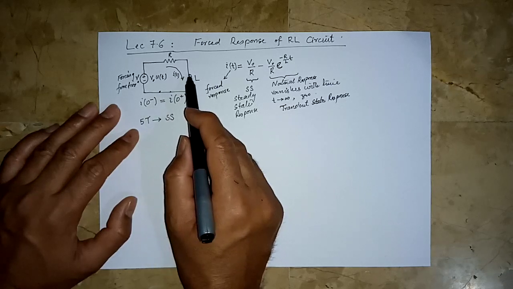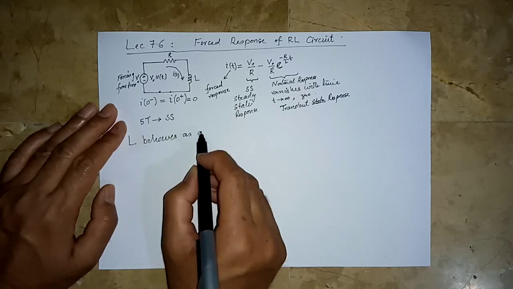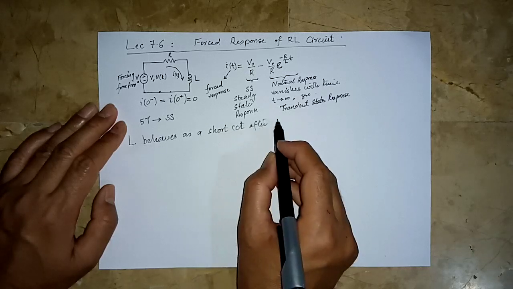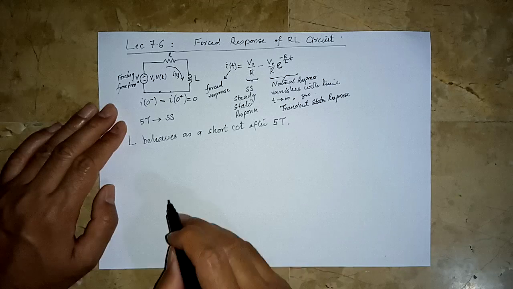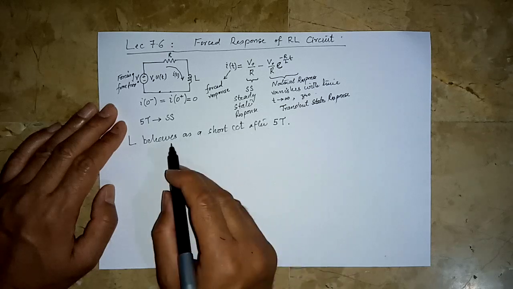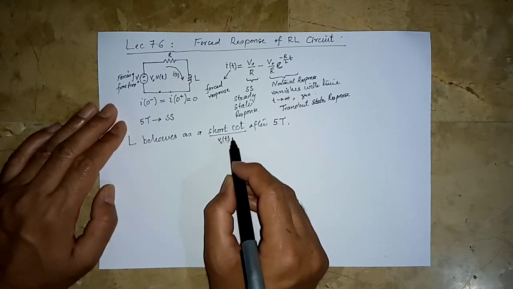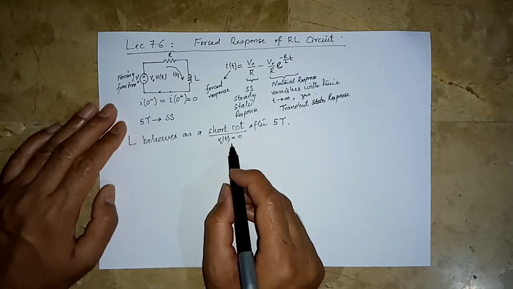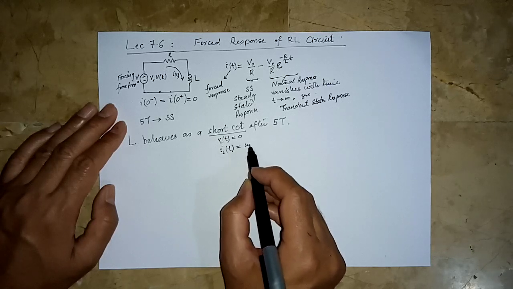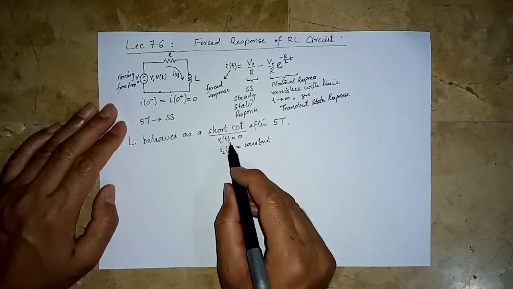It's a short circuit. So an inductor behaves as a short circuit after a long time has passed, or 5 time constants. So when 5 time constants have passed, or a long time has passed, an inductor behaves as a short circuit. What does this mean? The voltage across it becomes zero, not the current. The current will become constant. The current through the inductor becomes a constant value, and the derivative of a constant is zero. That is why the voltage is zero.